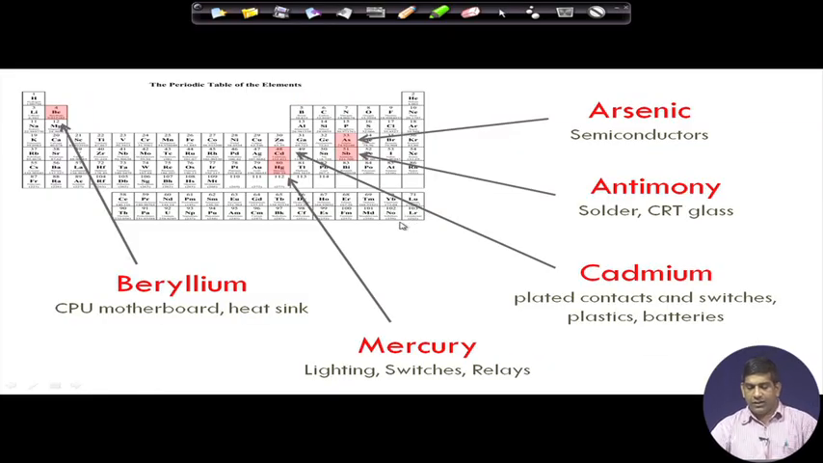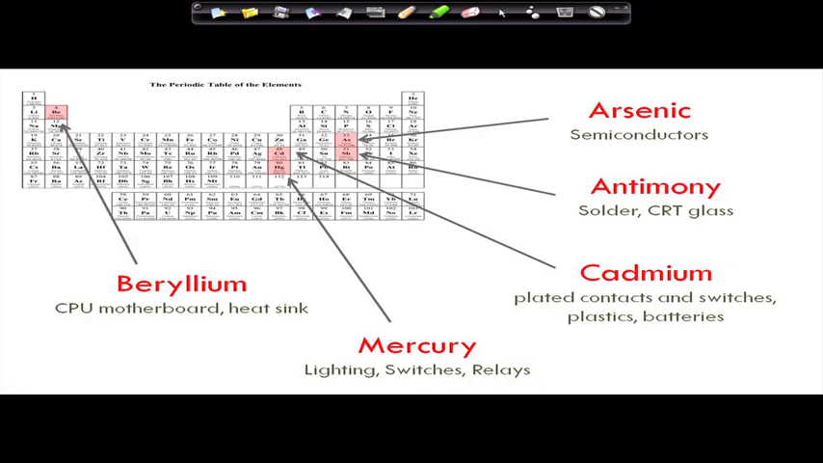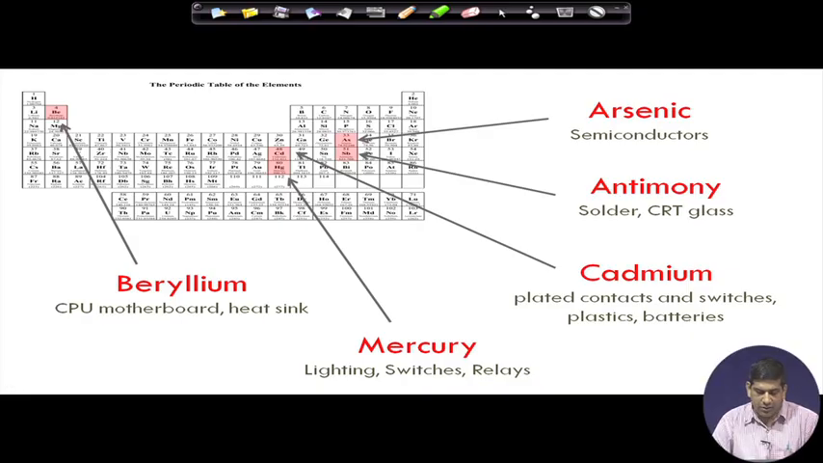Another is arsenic, which is a toxicity concern, antimony, cadmium, mercury, beryllium, and these are some examples of the concern. Arsenic is used as a semiconductor, antimony is used in solder and CRT glass. Cadmium is used for contacts and switches, plastics and batteries. Mercury, we have again lighting, switching and relays. Beryllium, CPU, motherboard, heat sink. So those are the ones where we use these elements.